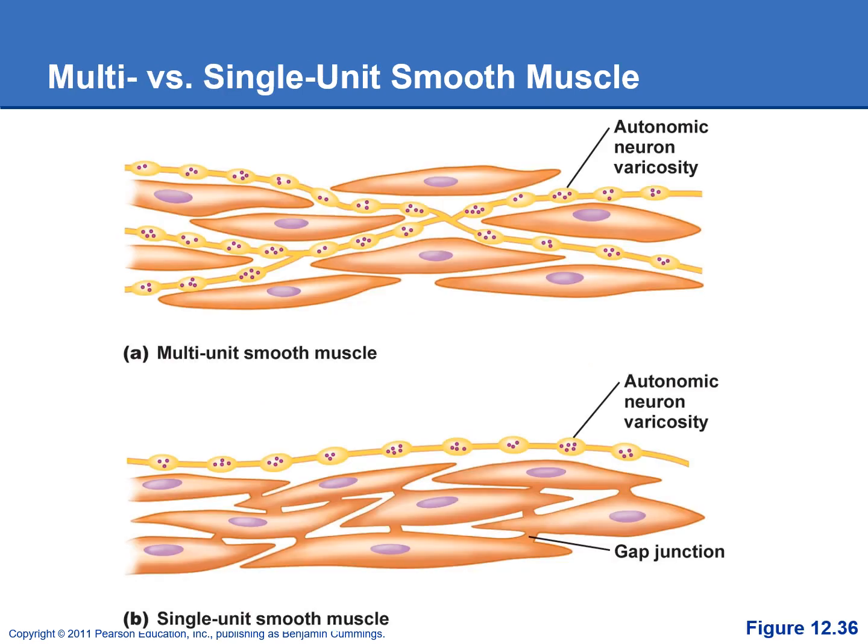Here's a picture just showing you the difference between single unit and multi-unit smooth muscle. Single unit smooth muscle is on the bottom, and you can see that these cells are all joined by gap junctions. So they're all going to contract as a single unit. And then on the top we have the multi-unit smooth muscle, and you can see that the cells are not connected by gap junctions, so they're going to contract independently of each other.